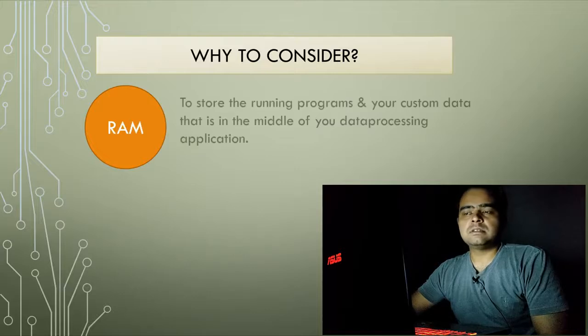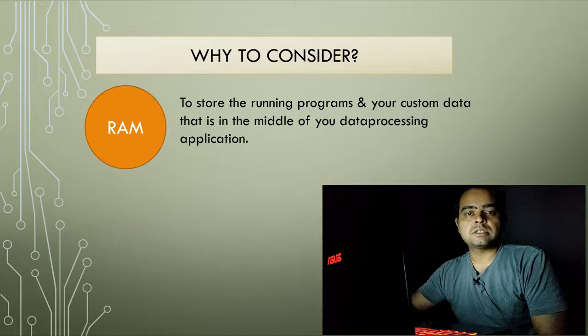Now, third is RAM. This you all know, to store our running programs and whatever custom data that we are processing, that is in the middle. In case of Spark, as our series is going right now, all the computations happen in memory, so that data also has to be stored, and whatever applications you are running, in case you are running some virtual machine or any software, some temporary data has to be stored somewhere, and that is where RAM comes into the picture.